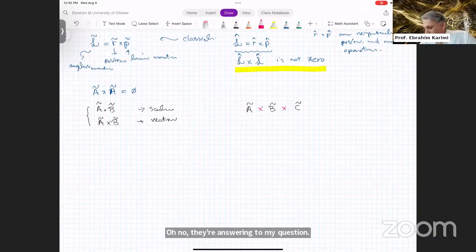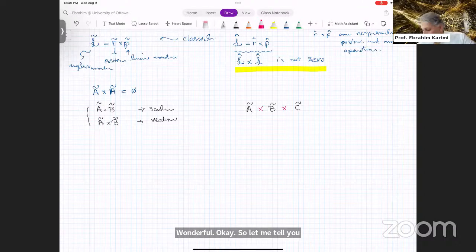So I asked what is going on with A cross B cross C. And people say that it is written as B times A dot C minus C times A dot B. Some say the answer is that A cross B cross C must be equal to 0, and some other people explain it in a different way. Wonderful.